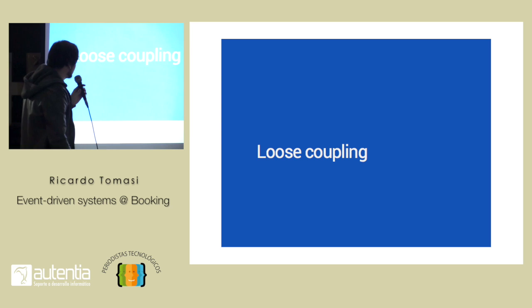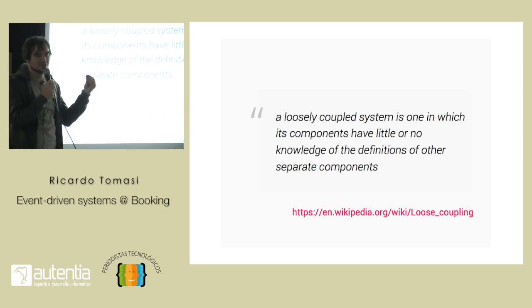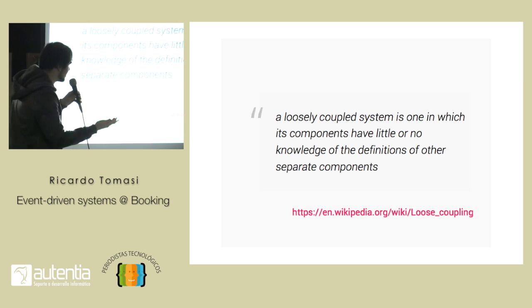And what do events give us? They give us loose coupling. A loosely coupled system is one in which its components have little or no knowledge of the definitions of other separate components. What this means is that you can listen to an event without knowing what's on the other side. So there's a click event, you receive some data, you don't need to know exactly where that event is coming from.